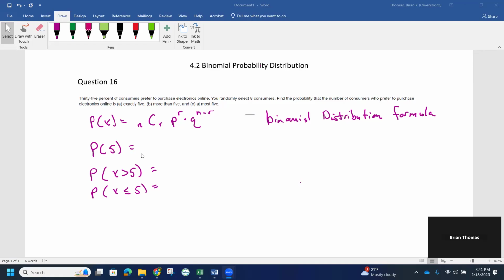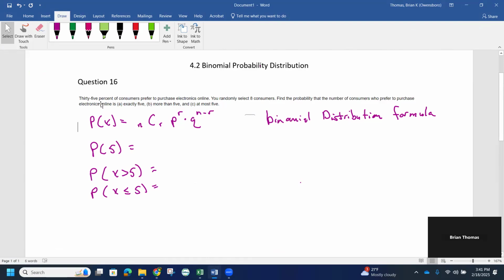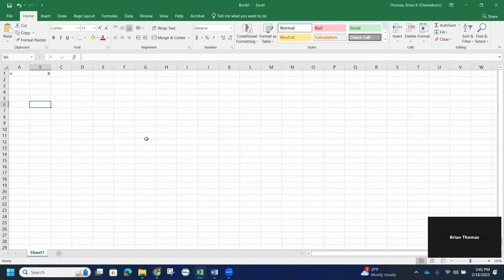I'm going to do this example using Excel. Our number of people that we are doing is 8 consumers. So if I go to Excel, we have n is going to equal 8. The next thing we pick up on is the probability. There's a 35% chance of them purchasing electronics online. So for our probability, we're going to put down 0.35. There's a 35% chance of that happening.